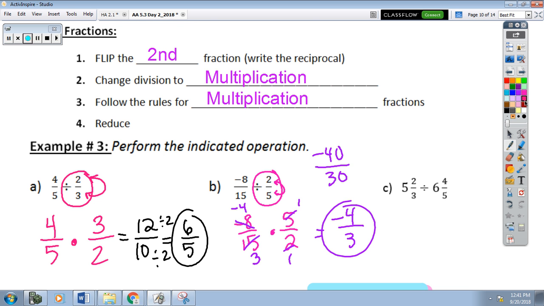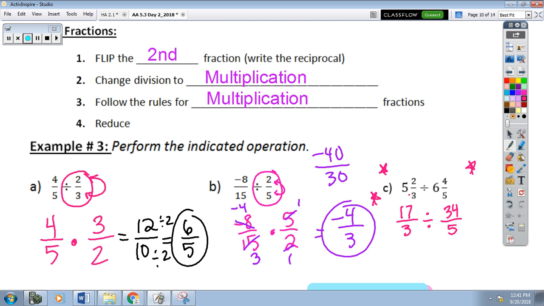Okay, now this last one, put a couple stars next to this. It's going to take 3 lines of work. We first need to change to improper, then we need to flip it, then we can multiply. So 5 times 3 is 15, plus 2 is 17 thirds. Leave this a division symbol for now. Do not try to flip it and change to improper, because a lot of students forget to flip it. Change to improper, we get 5 times 6 is 30, plus 4 is 34 fifths.